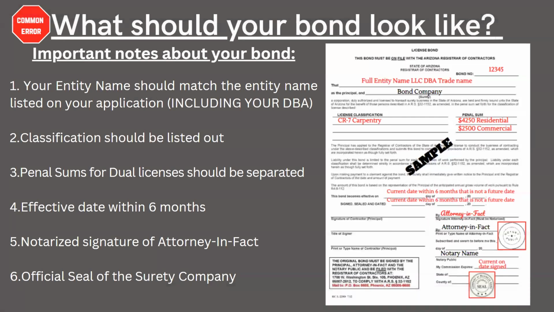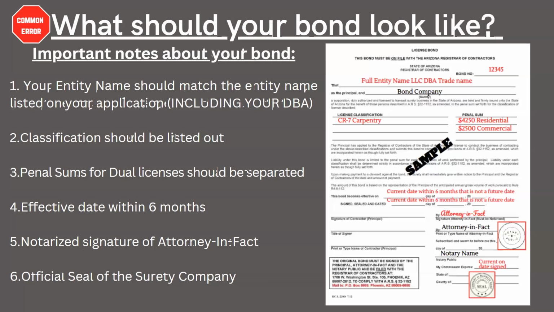Alrighty, so what should a bond look like? This is an example of what the bond form should look like. This is the best tool to show your bond company what your bond should look like. We do have other examples depending on your name situation available on our website. You should have your entity name matching your application and including any DBA that you listed.